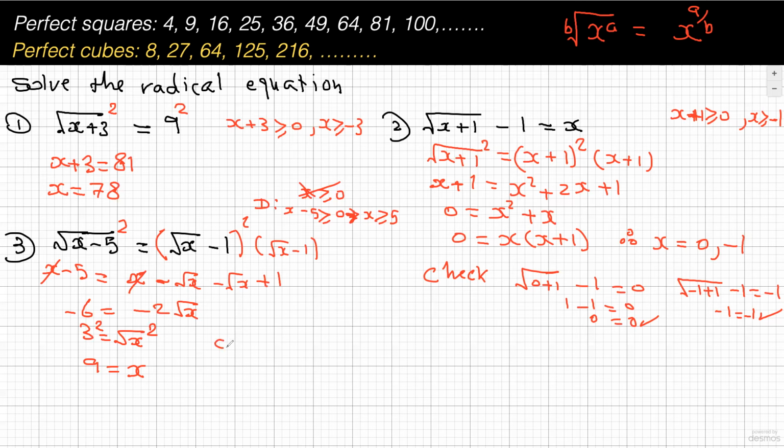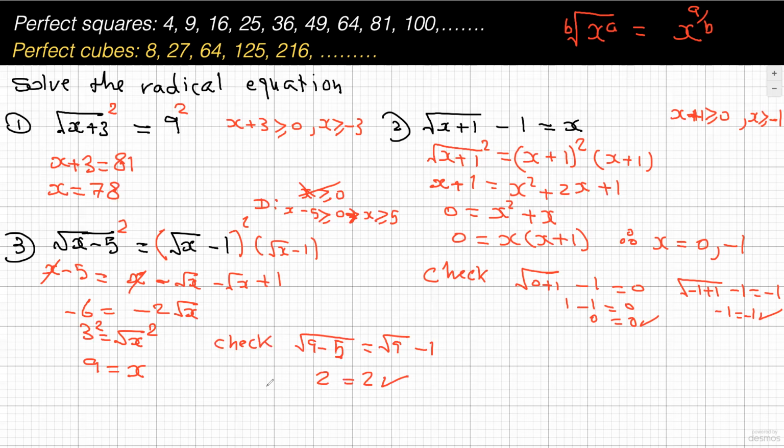Now let's check. I'm just going to put the 9 in for the x here. So I'm going to have 9 minus 5 equals square root of 9 minus 1. So I'm just subbing into the original equation. That gives me square root of 4 right here, which is 2. And that's square root of 9 is 3 minus 1 is 2. So check. And that's it for this chapter.